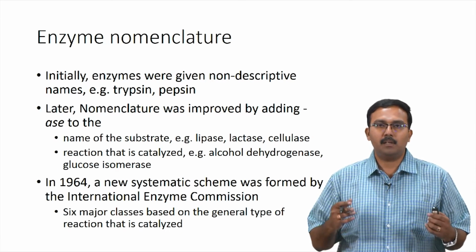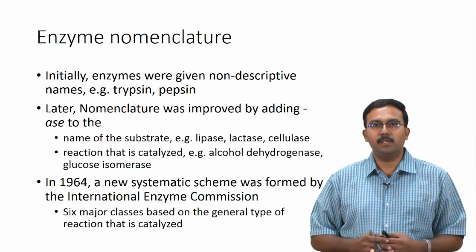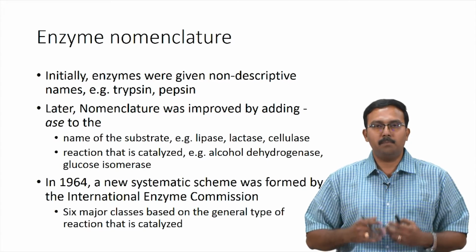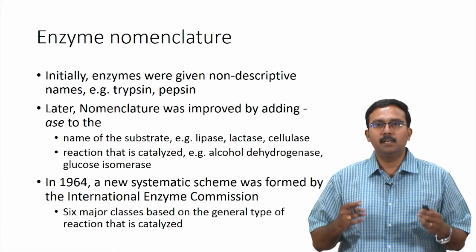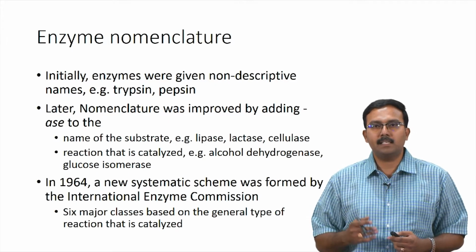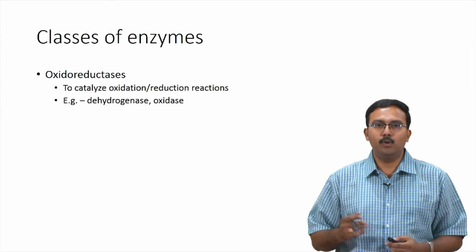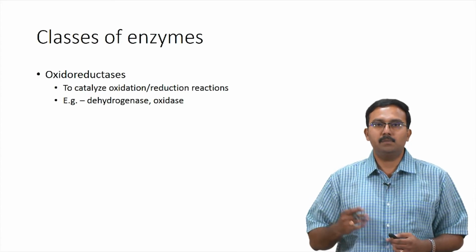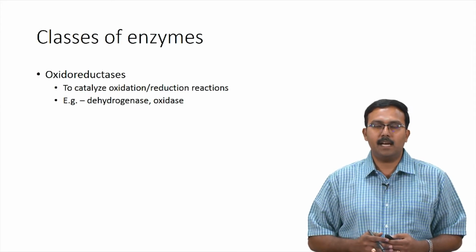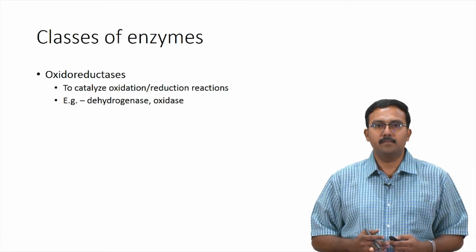The enzymes were classified under 6 major categories, and within that there were sub classifications. We will not go into the sub classifications, but we will give the 6 major classifications which were defined based on the reaction they catalyzed. The first would be oxidoreductases. These enzymes catalyze oxidation and reduction reactions. Examples would be dehydrogenase or oxidase.